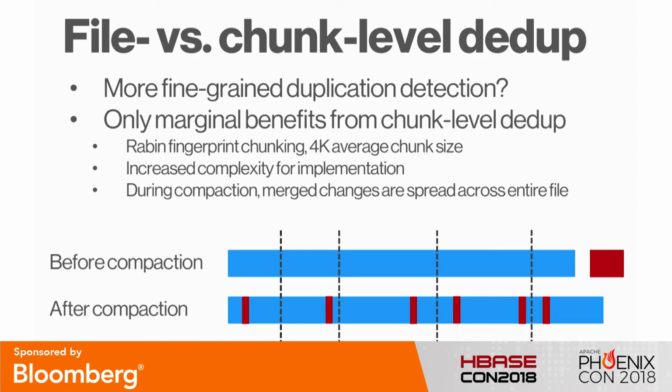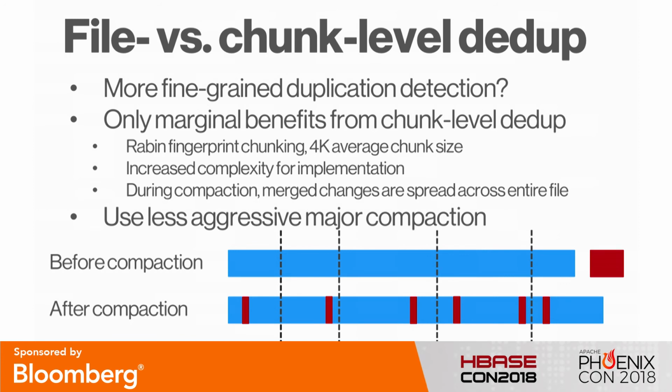So the conclusion is that file level deduplication is good enough for HBase backup. And to make deduplication more effective, we also tuned our major compaction to be less aggressive, so that it only does major compaction when it really needs to.